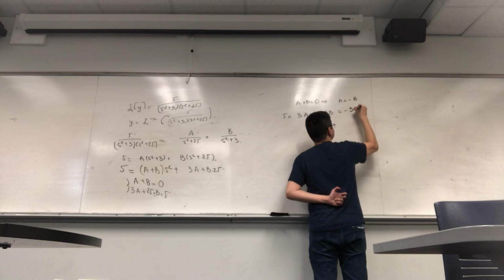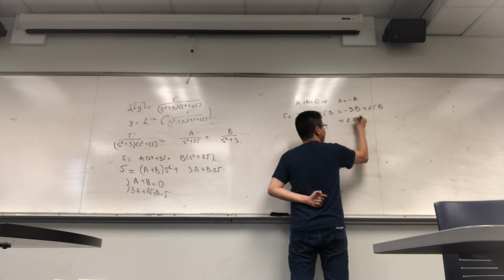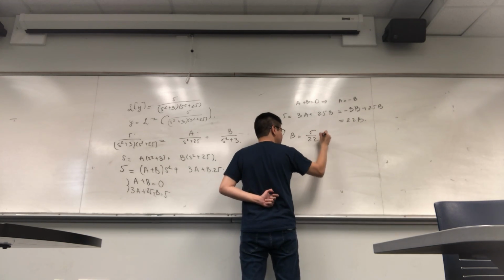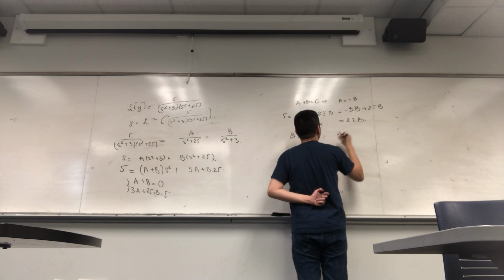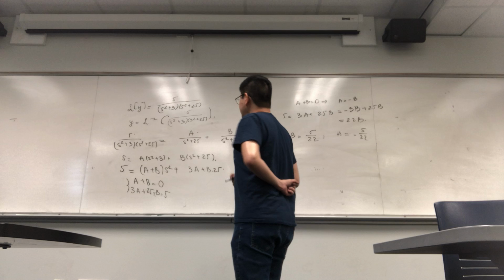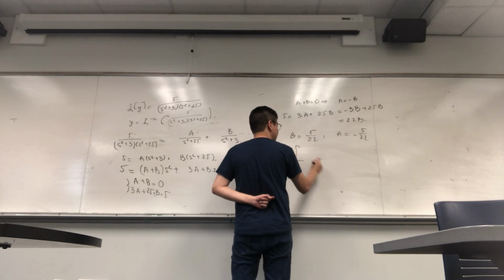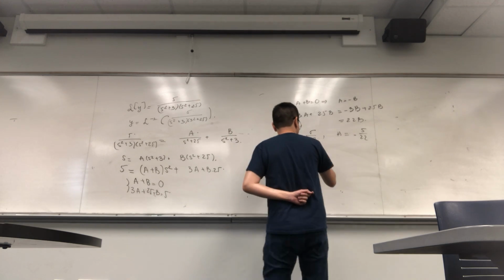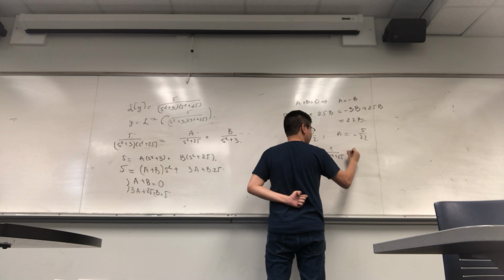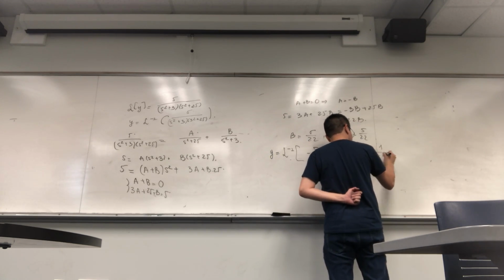So this is minus 3B plus 25B, and this is 22B. So B is 5 over 22, and A is minus 5 over 22. Right? So which means that y will be the inverse Laplace transform of minus 5 over 22 times 1 over s squared plus 25, plus 5 over 22 times 1 over s squared plus 3.